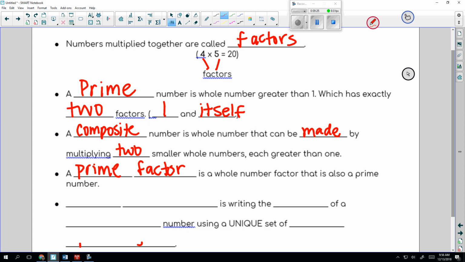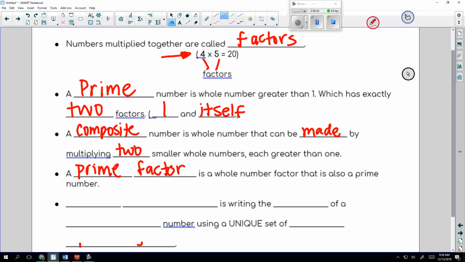A prime number can be a factor. When I go back to this problem right here, which of these factors is a prime factor? 5. Which one? 5. Why 5? Because it can only be multiplied by itself. That's right. So 5 is a prime number.